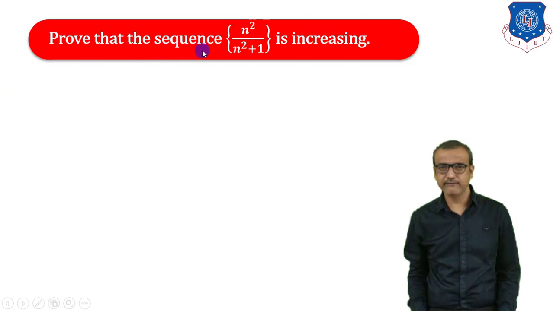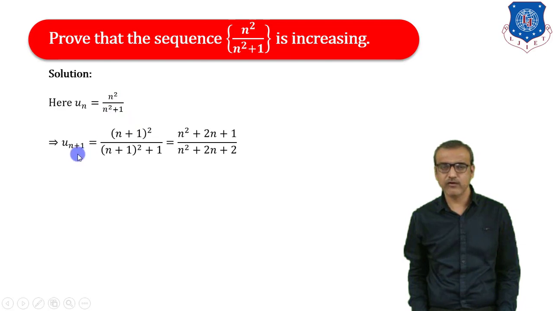Now we have to prove that the sequence n squared upon n squared plus 1 is increasing. So here Un is n squared upon n squared plus 1. First of all, we will find out Un plus 1. To find Un plus 1, we will replace n by n plus 1. So we have Un plus 1 equals to n plus 1 the whole squared, divided by n plus 1 the whole squared plus 1.